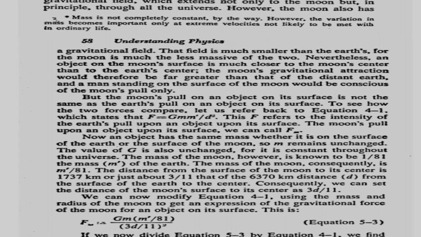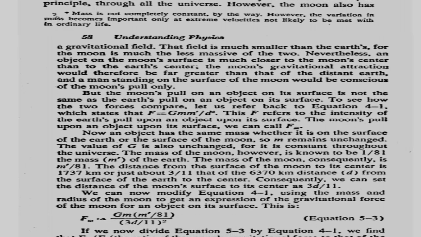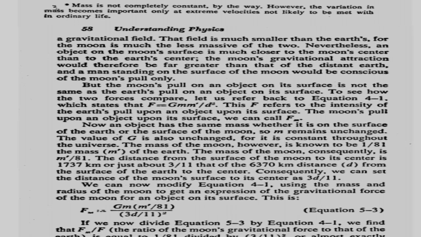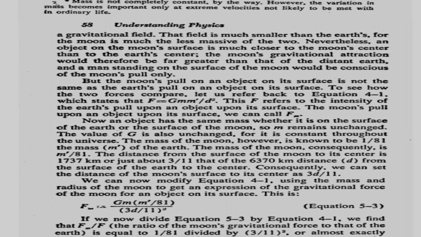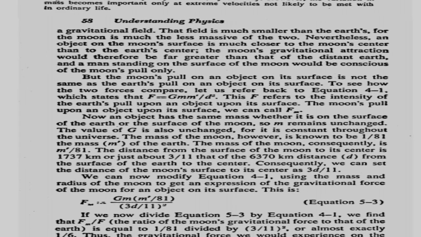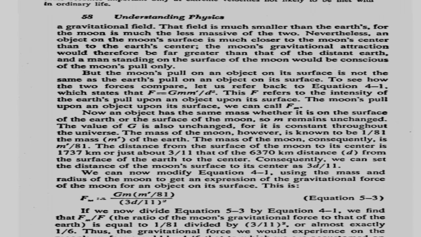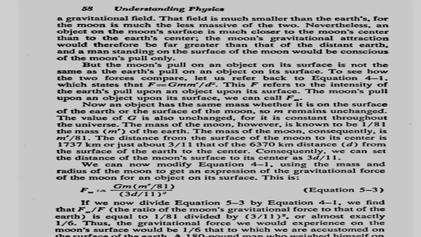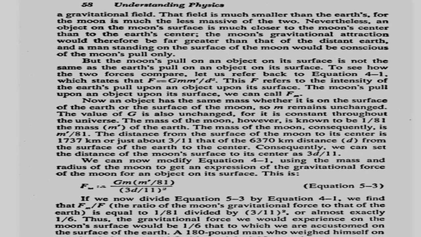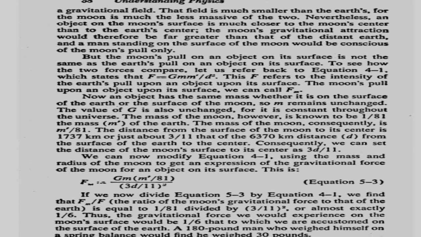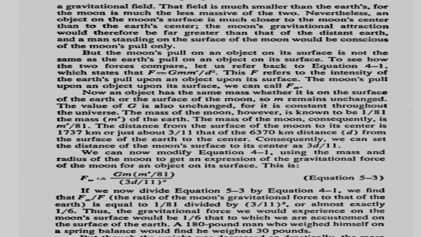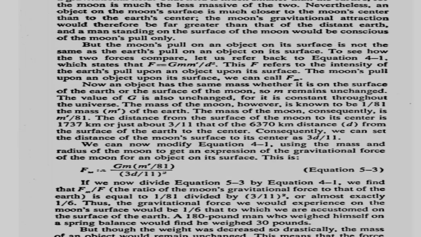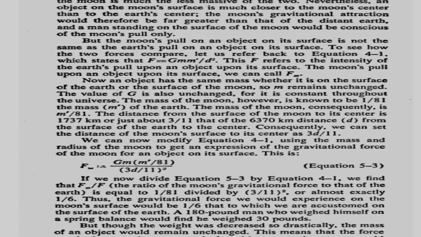We can now modify equation 4-1 using the mass and radius of the Moon to get an expression of the gravitational force of the Moon for an object on its surface. This is F_m equals G times m'/81 divided by (3 times d/11) squared. Or, the force of the Moon equals gravity times the mass of Earth/81 divided by (3 times 6,370 kilometers/11) squared.